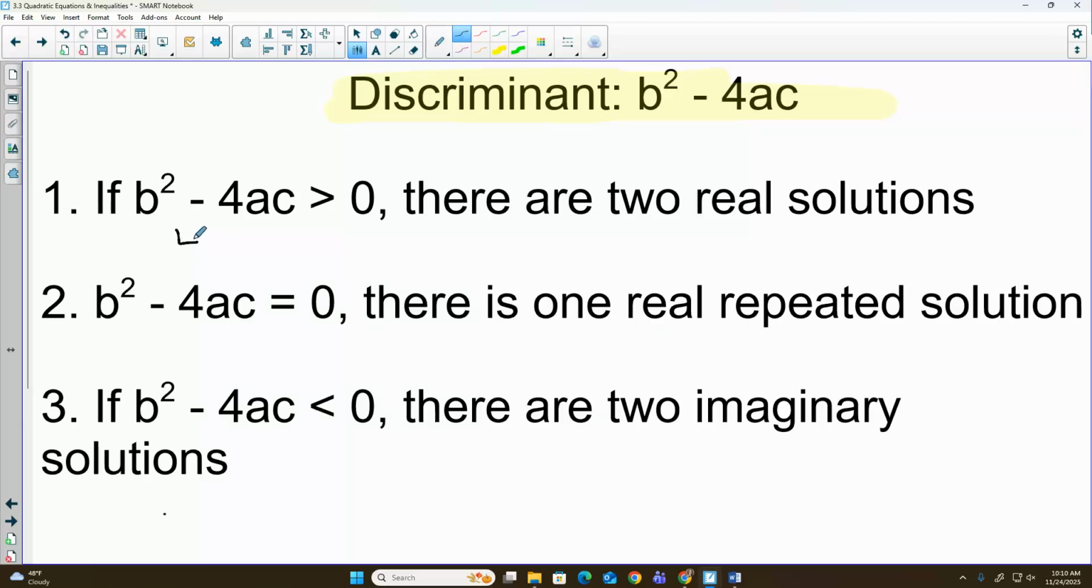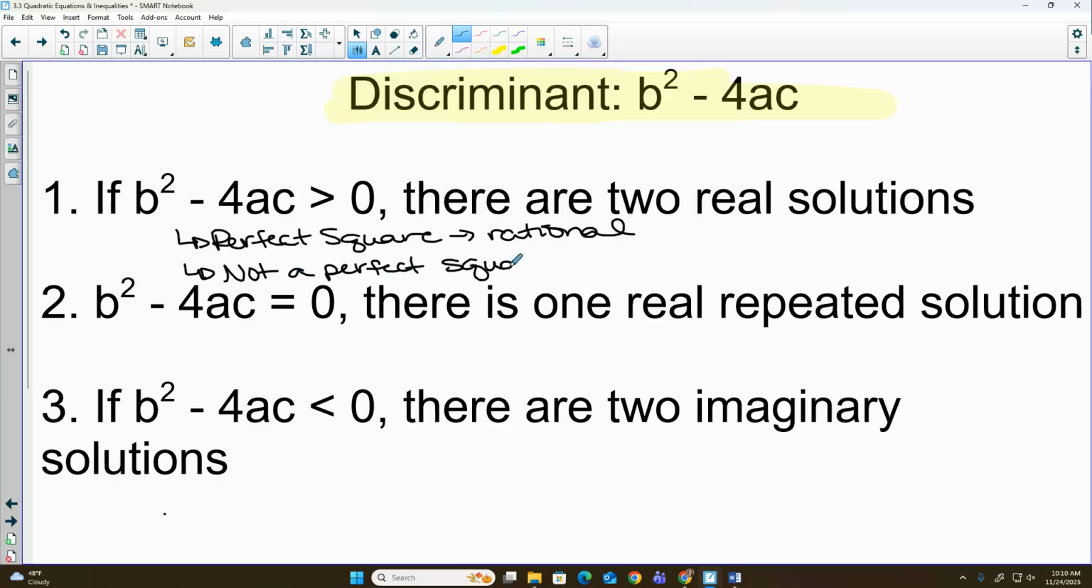And we should clarify here, if it's a perfect square, that answer will be rational. It'll just give us a nice fraction at the end. If it's not a perfect square, we will still have a radical in our problem that's called irrational.